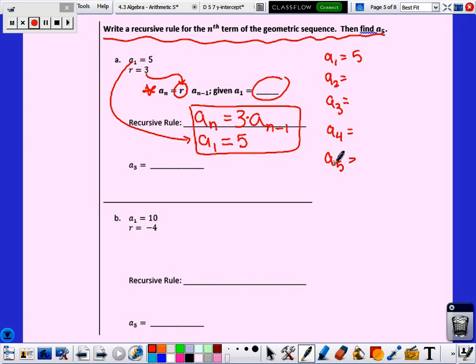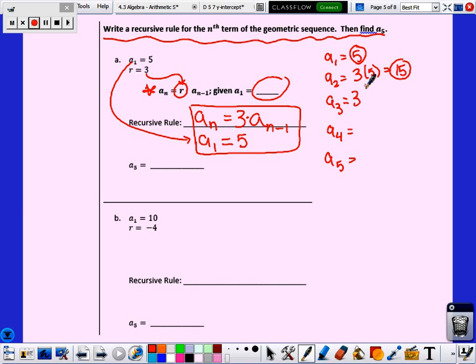Well, a sub 2, we're going to plug in 3 times the previous term. The previous term was 5. So 3 times 5. A sub 1 is 5. 3 times 5 is 15. We found a sub 2.